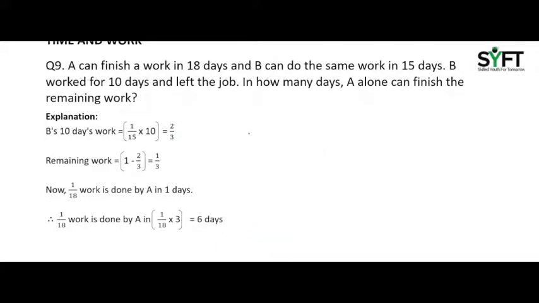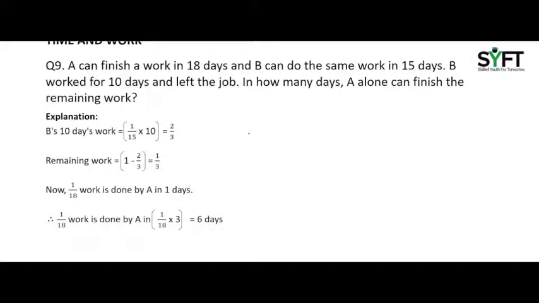Right? So number 9. A can finish a work in 18 days and B can do the same work in 15 days. B worked for 10 days and left the job. In how many days can A alone finish the remaining work? A can finish the work in 18 days, so in one day, 1 by 18, and B can do the same work in 15 days, so in one day, 1 by 15.